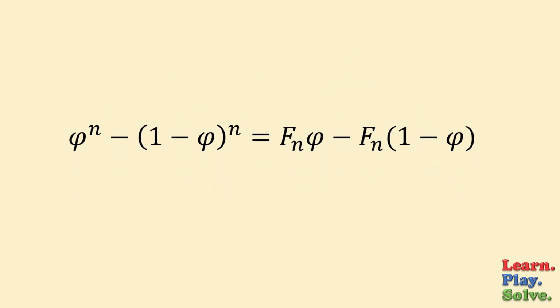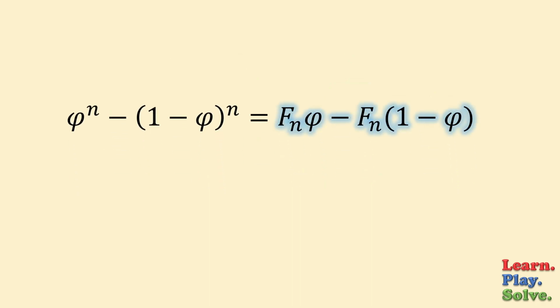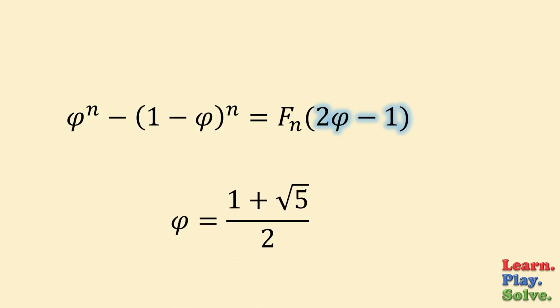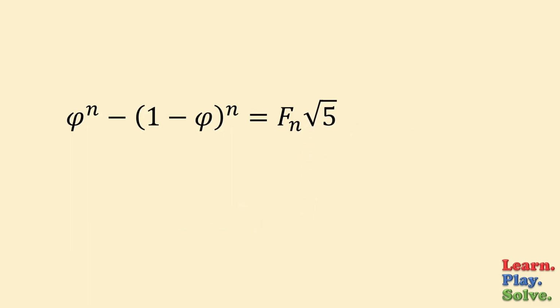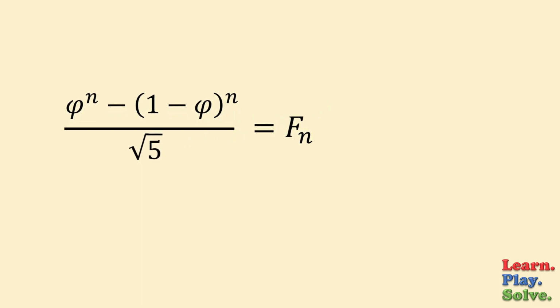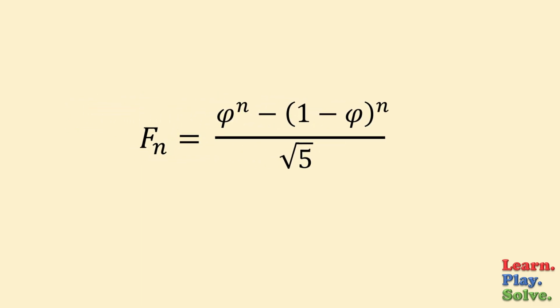Now let's simplify. On the right side, if we factor out the fn and distribute the negative, we can combine like terms to get this. Remember that phi is the golden ratio, which is equal to 1 plus the square root of 5 over 2. If we multiply both sides by 2 and subtract 1, we get a substitution for 2 phi minus 1, which is the square root of 5. Finally, solve for fn by dividing by the square root of 5. And we now have a formula to find the nth Fibonacci number.